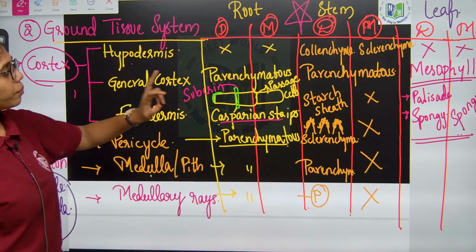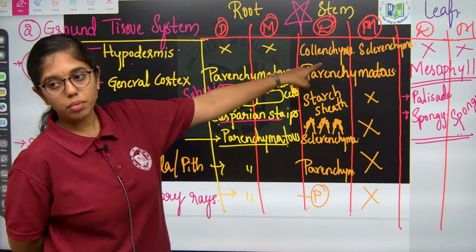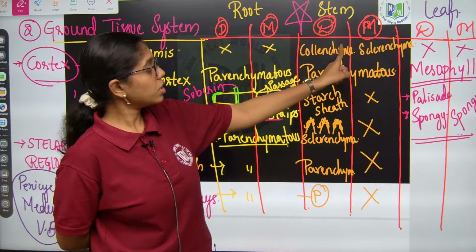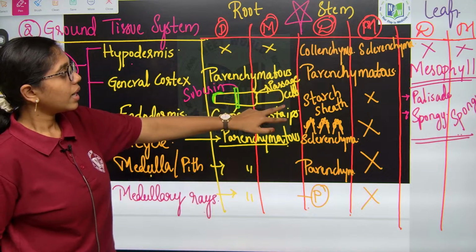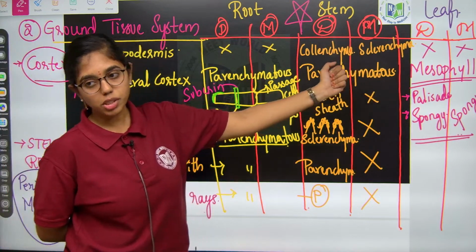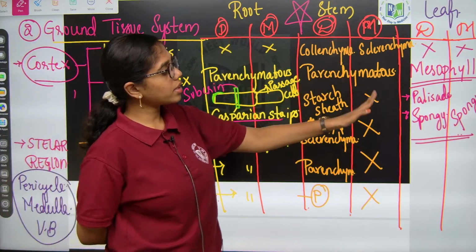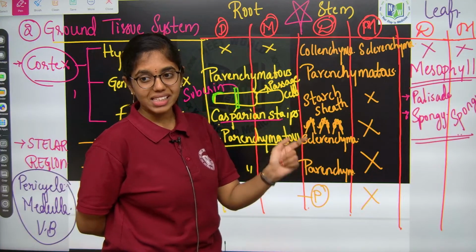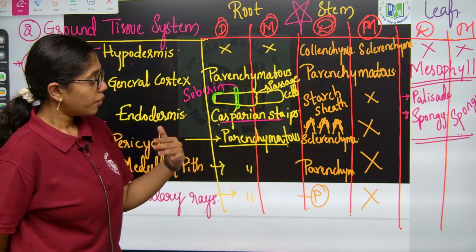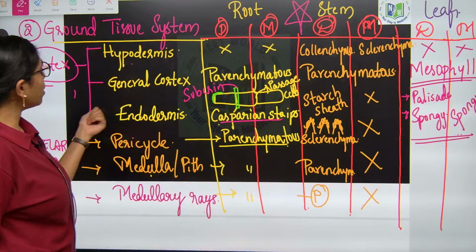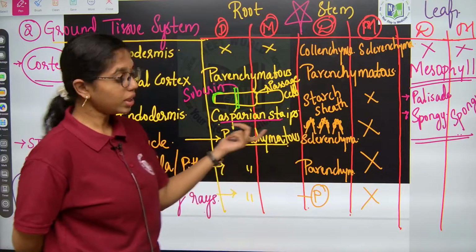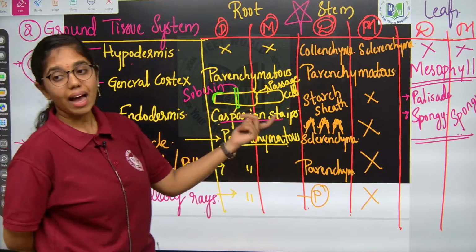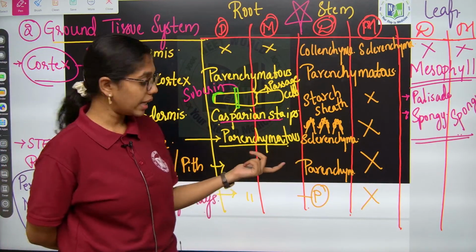First, hypodermis: dicot stem hypodermis is what? Collenchymatous. Monocot stem hypodermis is sclerenchymatous. Next, general cortex in both of them is parenchymatous. In monocot stem you do not find any endodermis, pericycle, medulla or medullary rays. Whereas in dicot stem, endodermis will store food material and they will be having what? A starch sheath. Pericycle is having semi-lunar patches called as sclerenchyma.